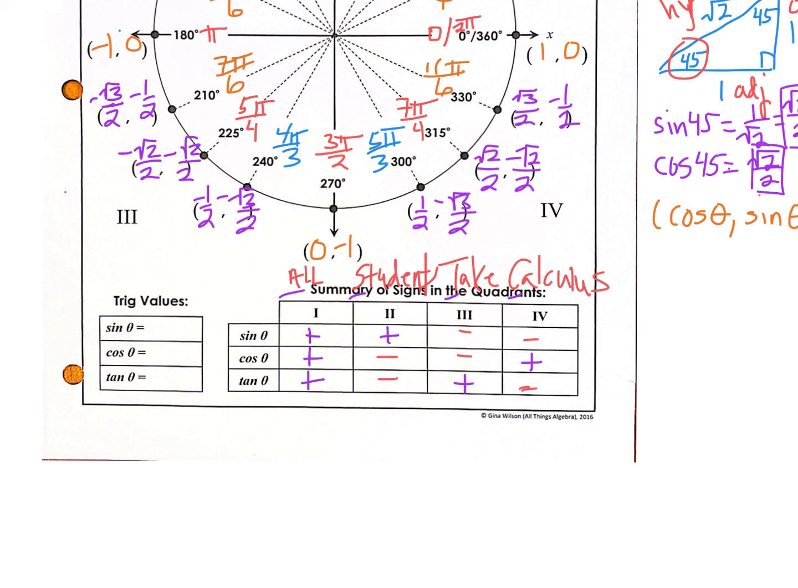And then our trig values. Remember that in that ordered pair, sine is your y value, cosine is the x value in that ordered pair, and tangent is y over x, which is exactly equal to sine of theta over the cosine of theta.